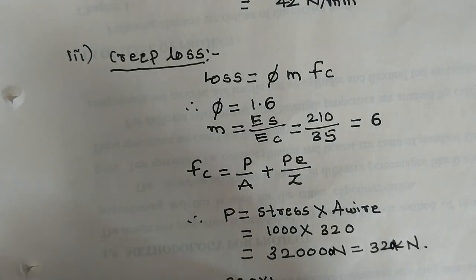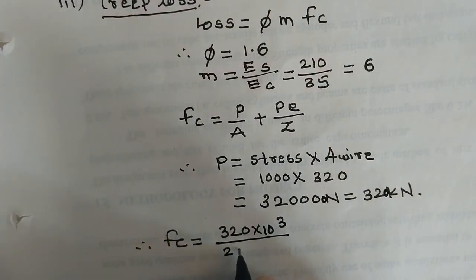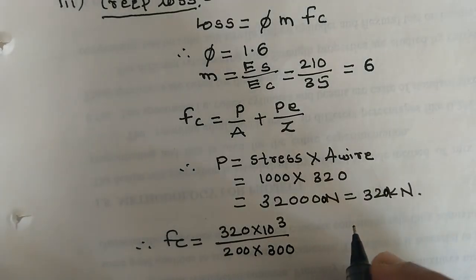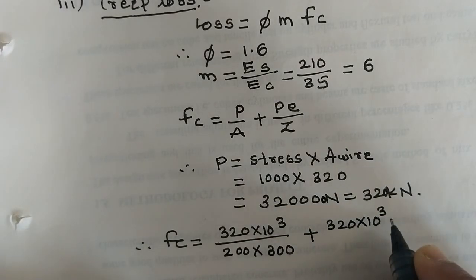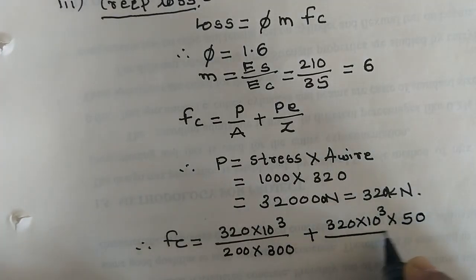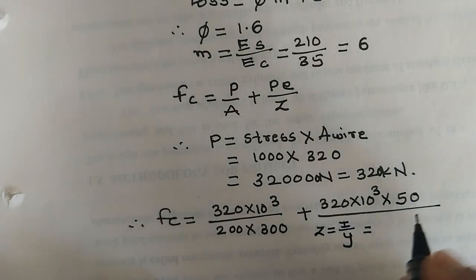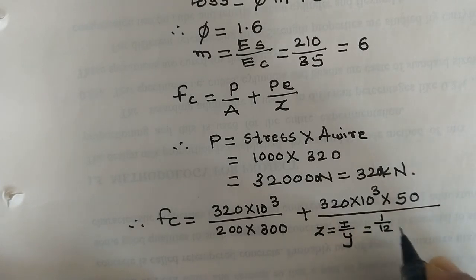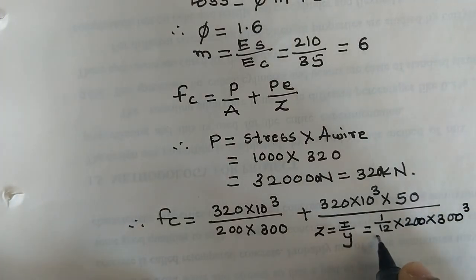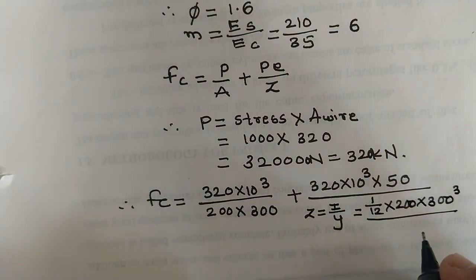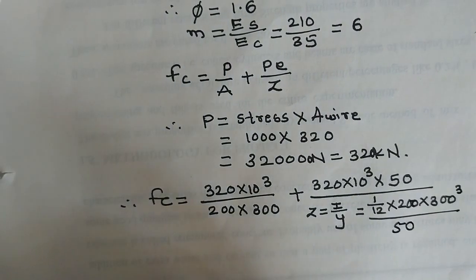So 320 into 10 raised to 3 divided by 200 into 300, which is the cross-sectional area of concrete, plus 320 into 10 raised to 3 into the eccentricity, which is 50 mm, divided by Z. Z is equal to I by Y. I is equal to 1/12 b d cube, the moment of inertia with respect to the x-axis, and Y is the distance of the tendon from the side of concrete. It is 50 because you are calculating fc at the level of the tendon.